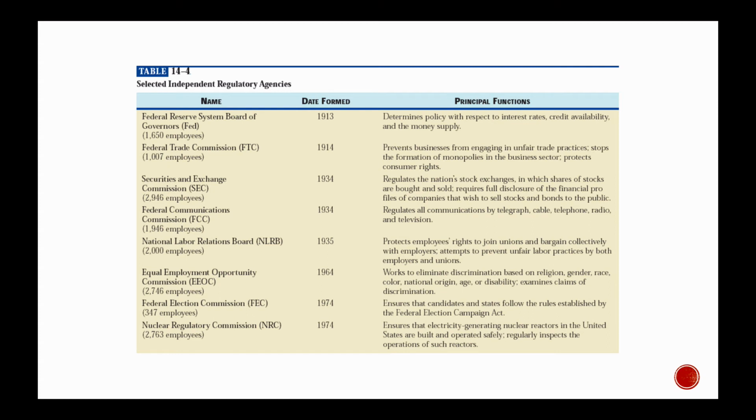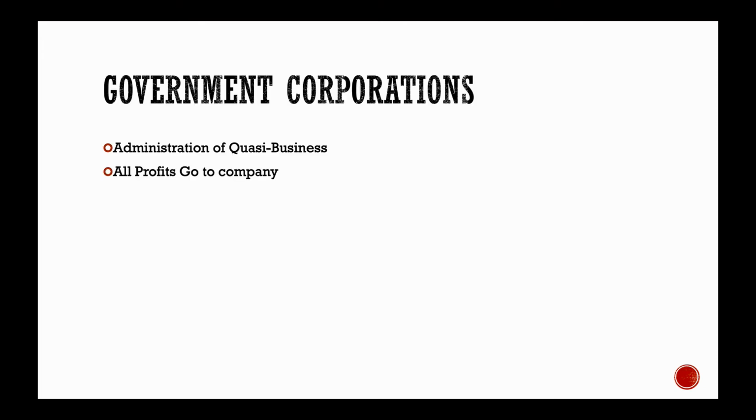So there's a bunch of these kinds of regulatory agencies. So the Securities and Exchange Commission, which governs how stock exchanges work, the Federal Communications Commission, which regulates all communication by television and radio, and they're the ones who determine what the frequencies are, all these kinds of things. Those are all independent regulatory agencies. And so they're tasked with specifically regulating.